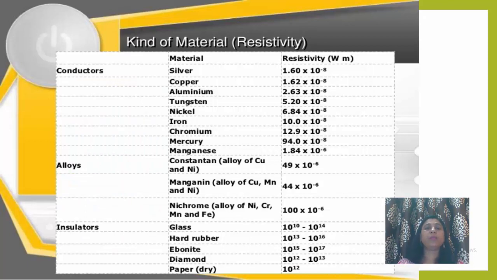You can see from this table, conductors, alloys as resistors, and the insulators. The resistivity of conductors is very low, it's in the order of 10 to the power of minus 8. Whereas you can see in insulators, it goes up to positive powers, up to 10 to the 14, 15 to 17. You can see glass having 10 to the power of 10 to 10 to the power of 14. They have very high resistivity. That means they do not allow the current to pass through them. That is why they are known as insulators.